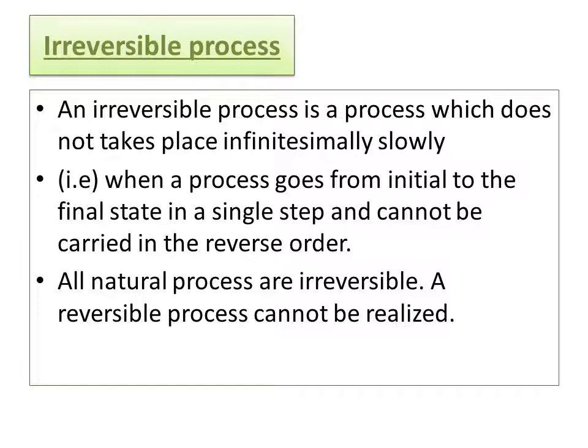Then let us see irreversible process. An irreversible process is a process which does not take place infinitesimally slowly. That is, when a process goes from initial to the final state in a single step and cannot be carried out in the reverse order. All the natural processes are irreversible. For example, water flows down the hill, fruits fall from the tree. These processes can never be reversed. So all naturally occurring processes are irreversible in nature.